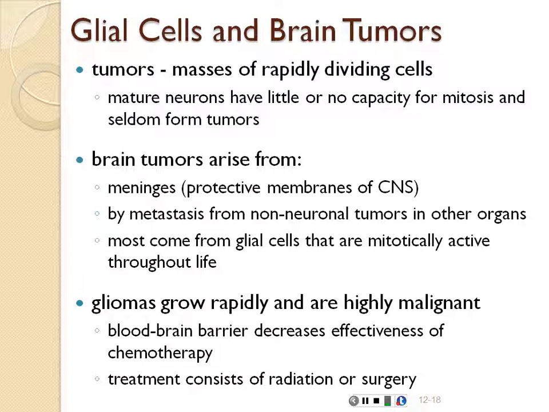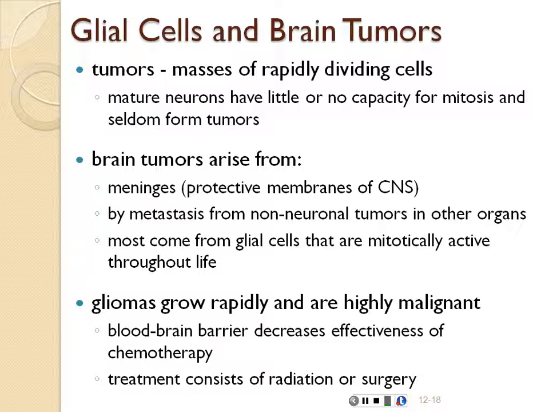So gliomas grow rapidly and are highly malignant. The blood-brain barrier decreases the effectiveness of chemotherapy, so it's hard for the drugs to actually cross the blood-brain barrier to attack those gliomas. So treatment is going to involve radiation or surgery.